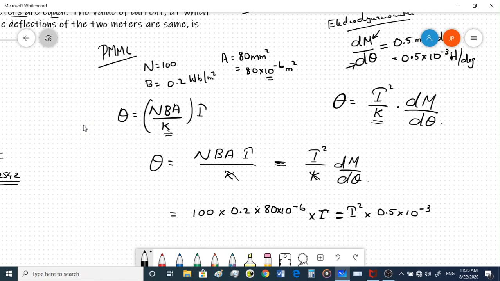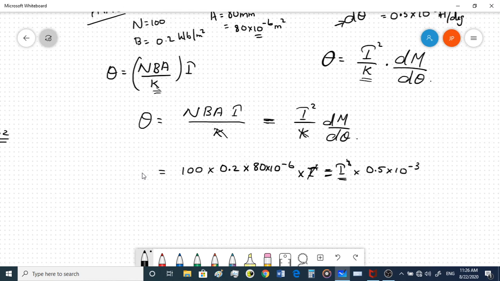Now here the question is, what is the current I for which the theta is same? So both these currents should be same, only then you can find what is the current I for which both the meters will give the same deflection. So you can cancel out these I's, so I and I square get cancelled, so you will have I remaining in the right hand side. And now we can solve for this I, because that is what is asked in the question.